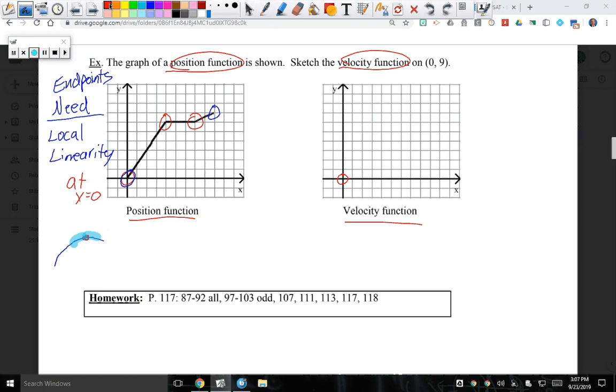Okay, so let me ask you this. Between 0 and 4, what's the slope? Up 3 over 2. So we'll say 1.5 from 0 to 4. Do you see how this is horizontal? Because my slope is constant right here. Okay? And then someone tell me, from 4 to 7, what's my slope? 0. So over here I'm going to have open to open at 0.